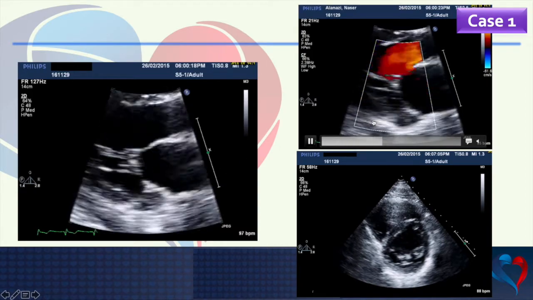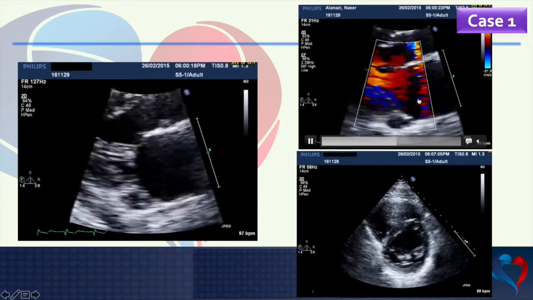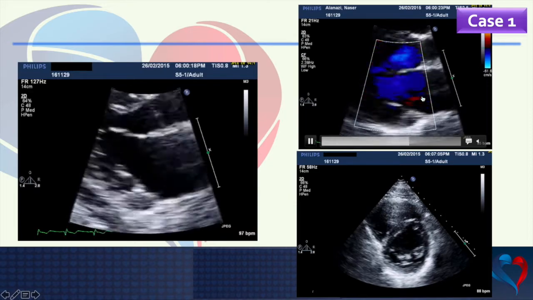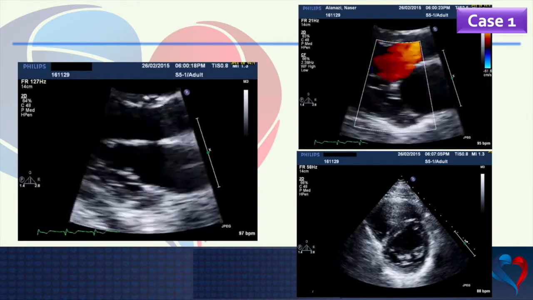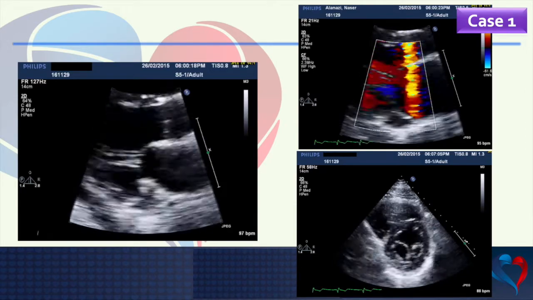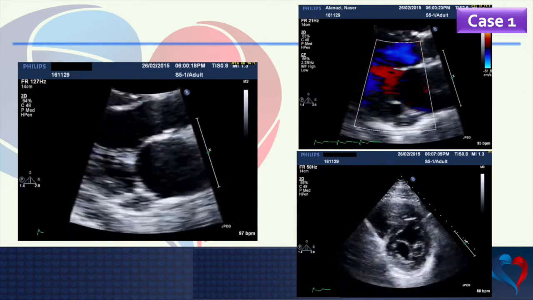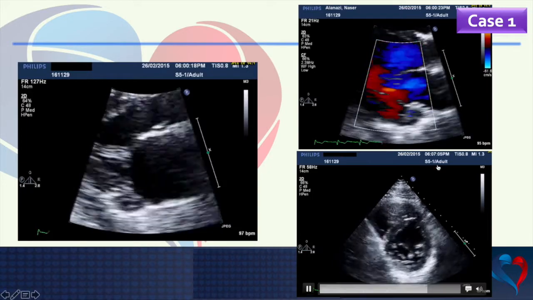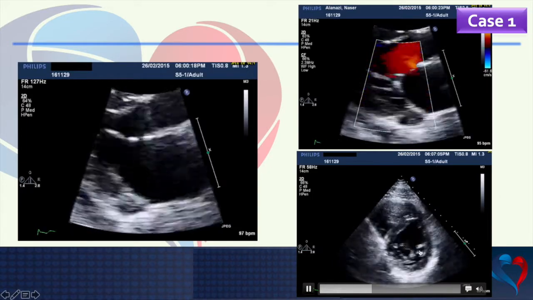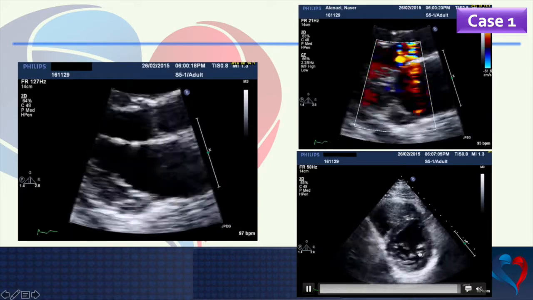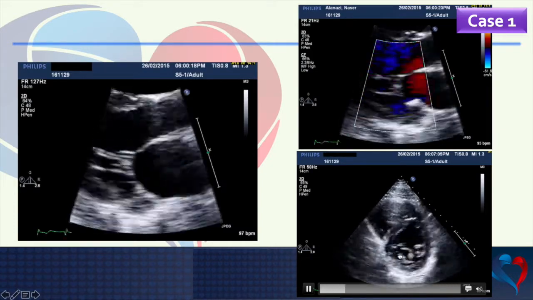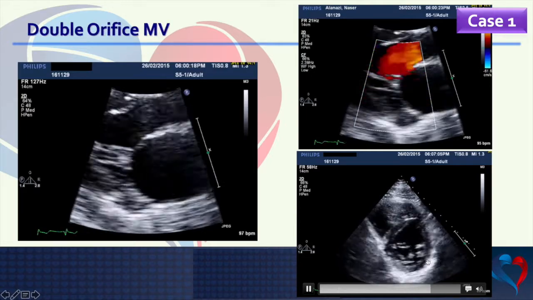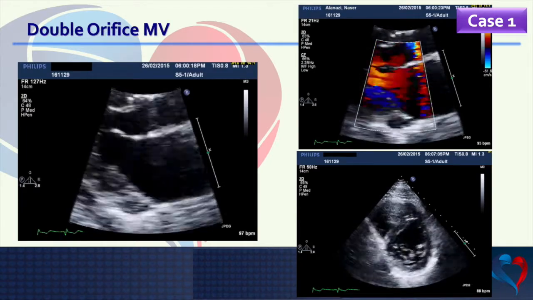This is the color Doppler. The mitral valve seems to be functioning well without any stenosis or regurgitation. In the short axis view here, you notice that there are two orifices of the mitral valve. One is smaller and lateral, and the other one is larger and medial. So this is a double orifice mitral valve.